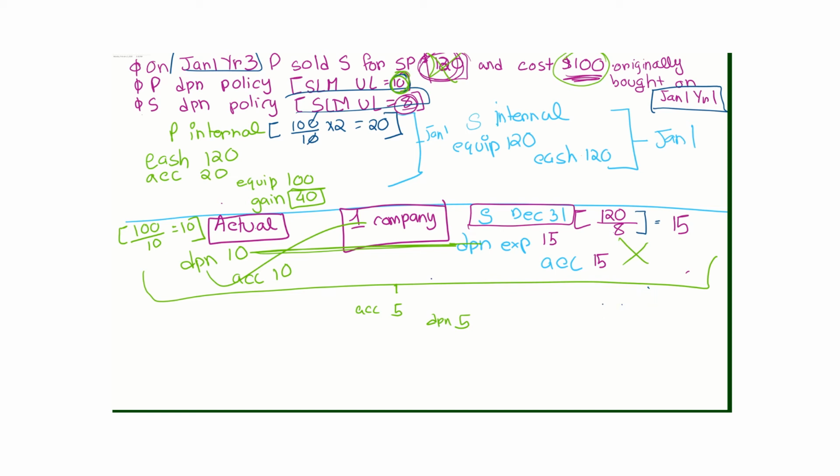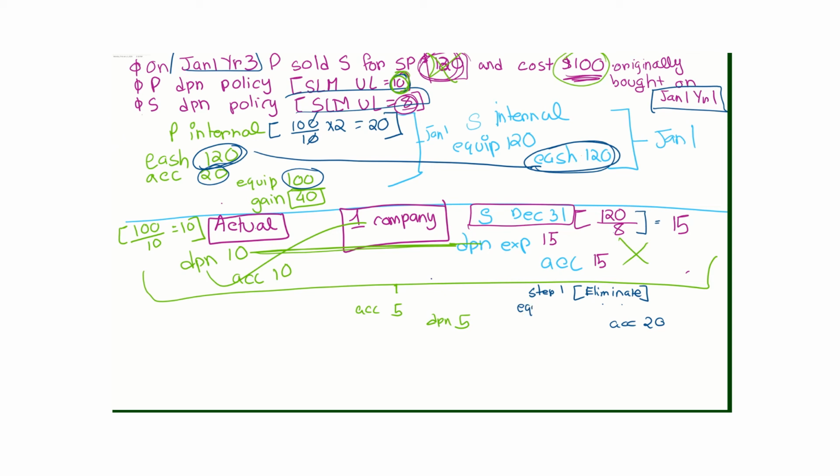So let's start off. The first thing we're going to do, step 1, is eliminate all intercompany transactions. So we had a debit to cash, right, over here, but we also credited cash over here, so they cancel each other out, right? Okay, next we have a debit to accumulated depreciation of 20. We're going to credit accumulated depreciation for 20. We have a credit to equipment for 100. We're going to debit the equipment for 100. We had a gain of 40. We're going to debit the gain for 40. On this side, we had a debit to equipment of 120. So we're going to credit that equipment for 120.